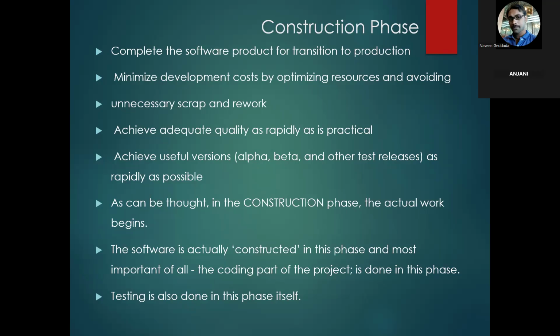Usually we will be having different versions when we have a release of a particular sprint. Usually the sprint will be defined with the sprint number, followed by the project code if we have any, and then the version of the sprint. If it is the first initial version, we will be calling it version v1. Here they will be calling it alpha, beta, and other test releases. And in the construction phase itself, both the development and testing will be done in the same phase.